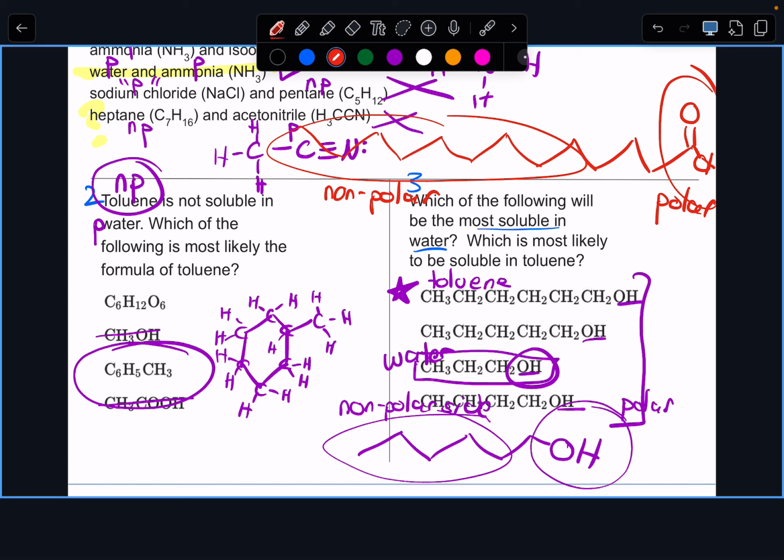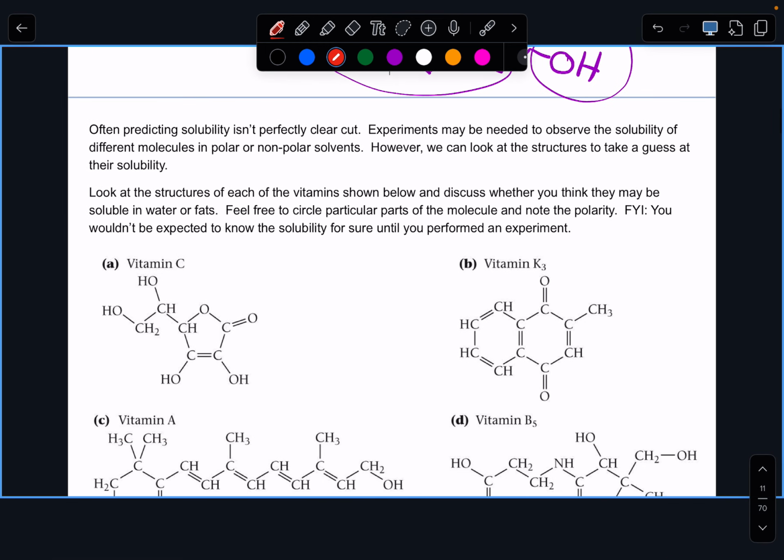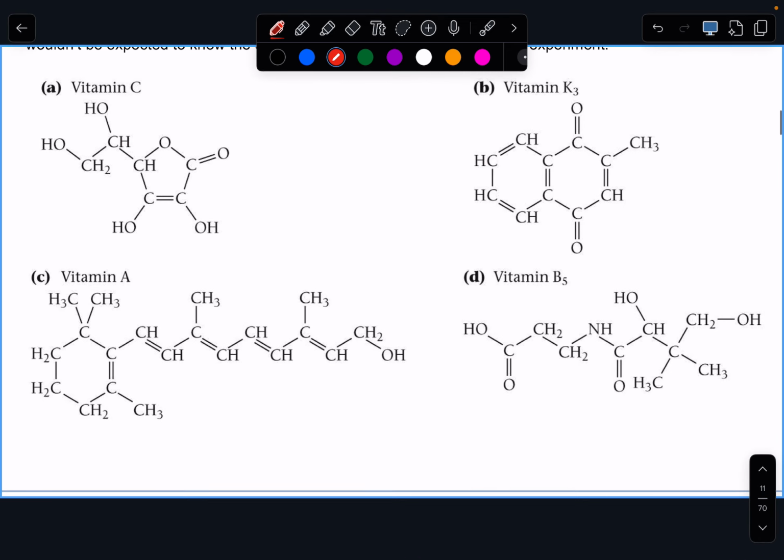That's why we generally use things like most soluble or most likely, because we can't know for sure. Which leads well into this next thing that says often predicting solubility isn't perfectly clear cut. Yes, good to know. Experiments may be needed, okay? So let's look at these vitamins below, and I want you guys to talk amongst yourselves.